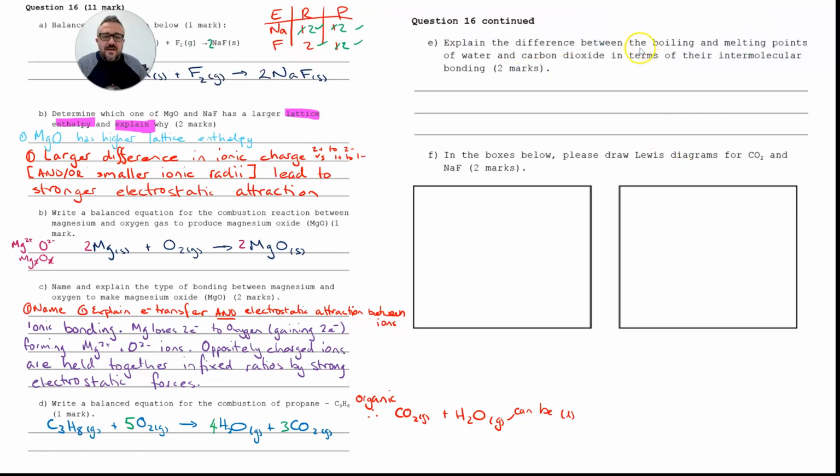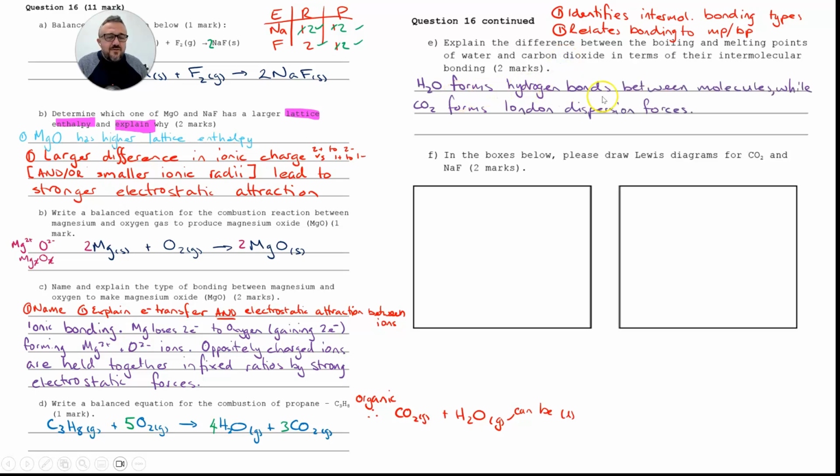Okay. So now, as we continue, explain the difference between the boiling and melting points of water and carbon dioxide in terms of their intermolecular bonding. Okay, so first we want to identify intermolecular bonding types within carbon dioxide and water. That's our first mark, and then we want to relate it to melting point or boiling point. It probably should be melting point and boiling point. I'd actually say this question could be better written, and I would make it melting or boiling points, either one.